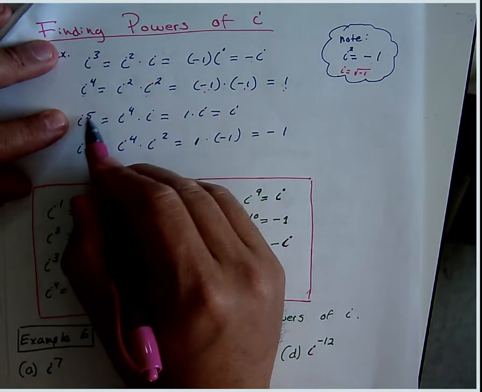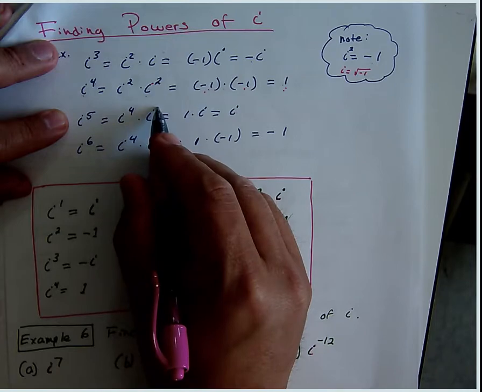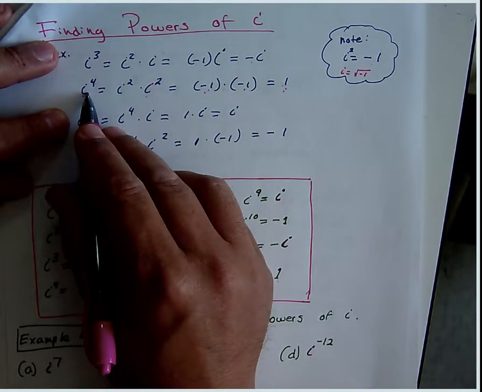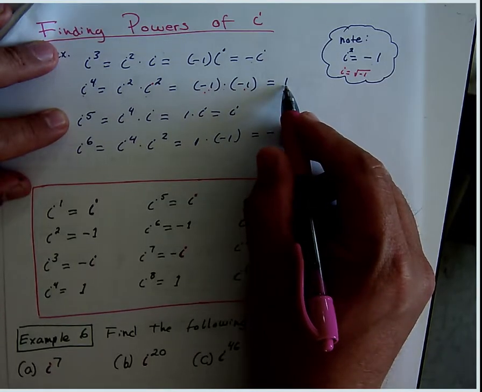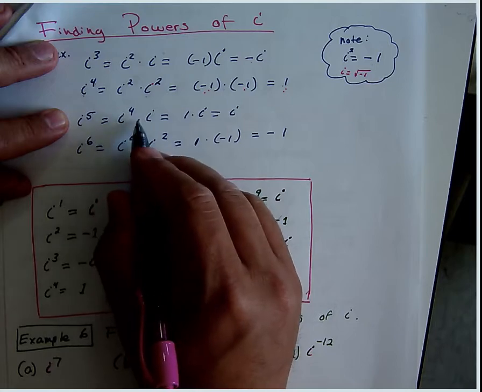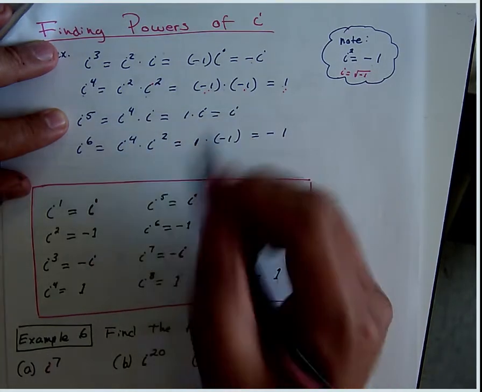So i to the 5 would be 4 and 1. 4 plus 1 gives you 5. They know from the previous one that i^4 is 1, so they know this part is 1. And they still have the i. So 1 times i will just give you i.